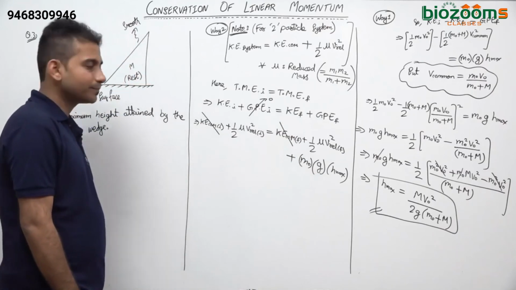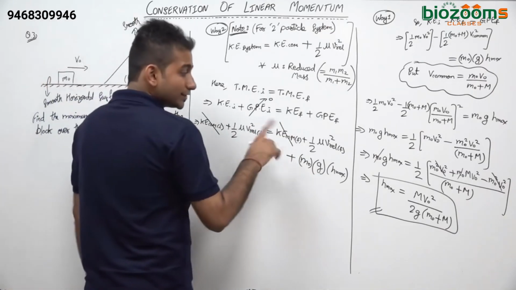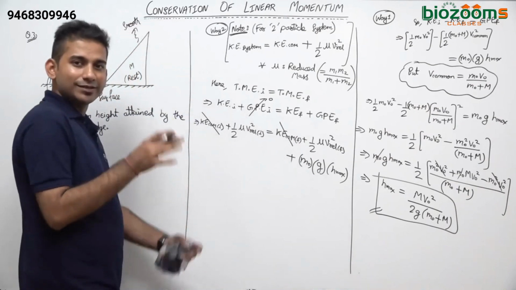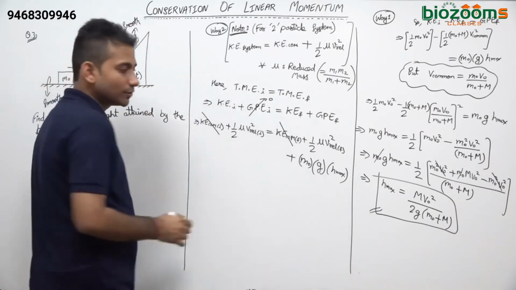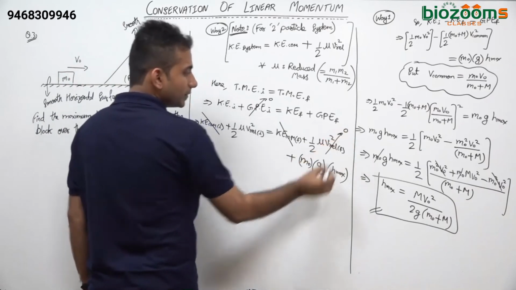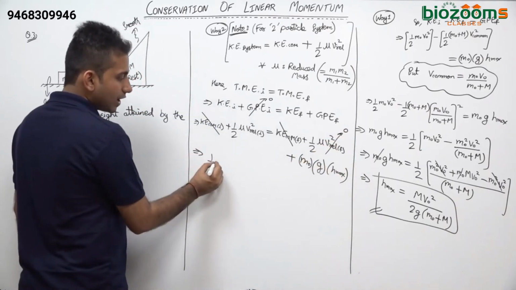Logical? Remember? Right. Also, what is the final relative velocity? Sir, finally both will be sticking together and moving with the same particular velocity. So the final relative velocity will be equal to 0. So let us substitute.